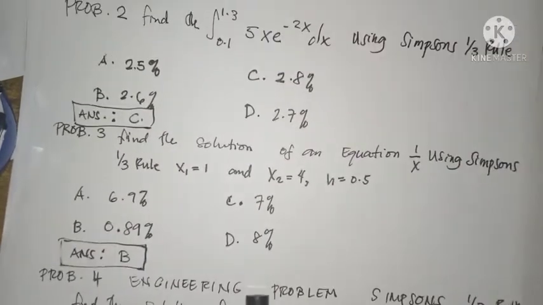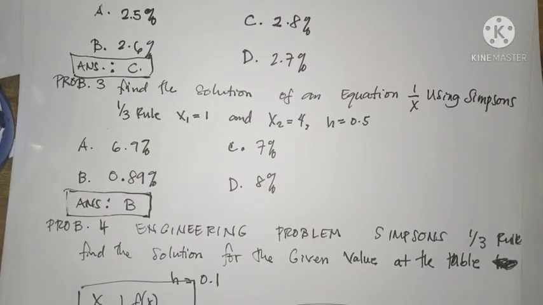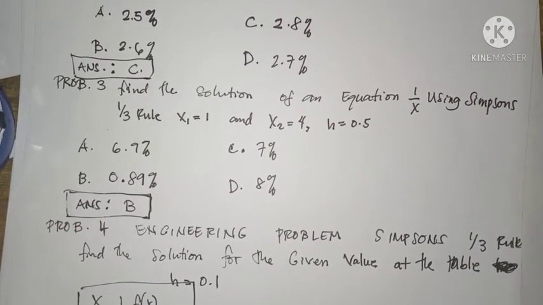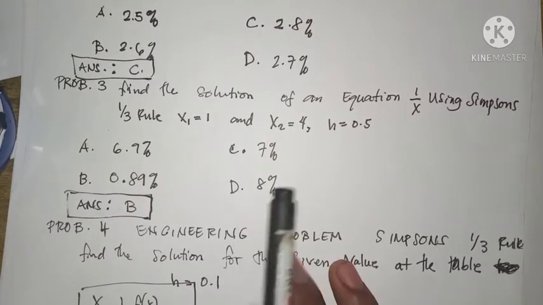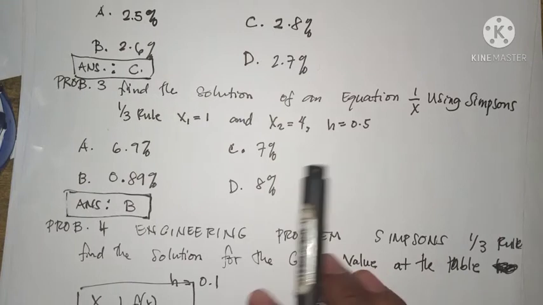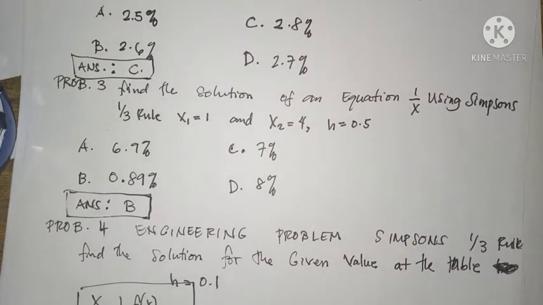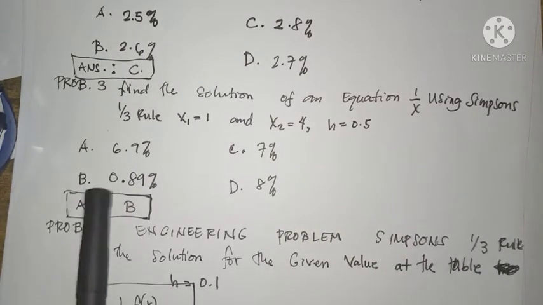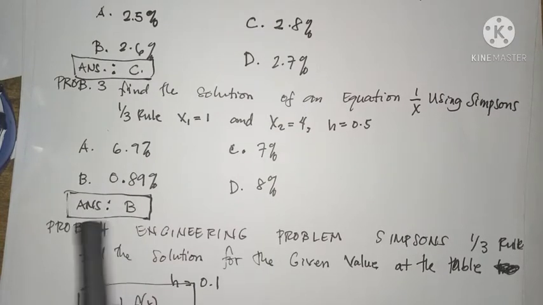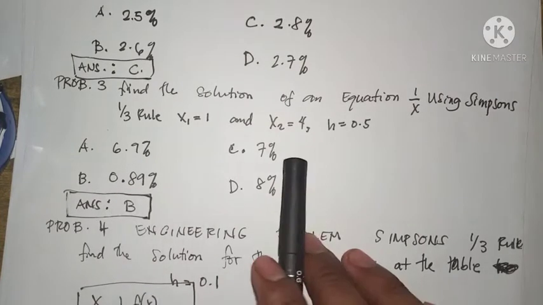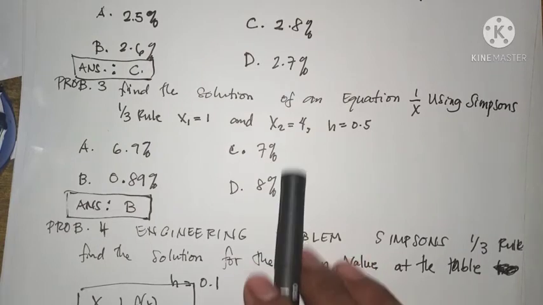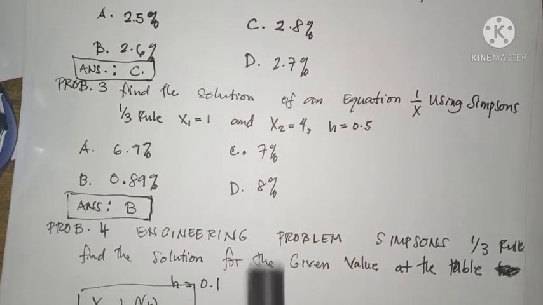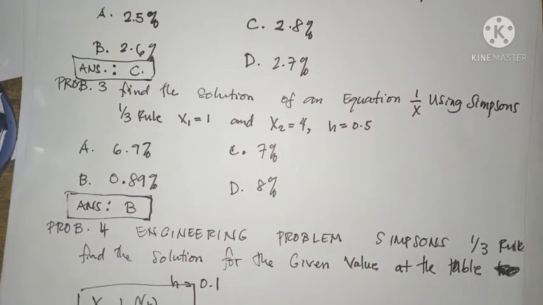And then problem number 3, find the solution of the equation 1 over x using Simpson's one-third rule. x1 is 1 and x2 is 4. h is equal to 0.5, the step value. So the choices will be A 6.9%, B 0.89%, C 7.88%, and the answer will be letter B.